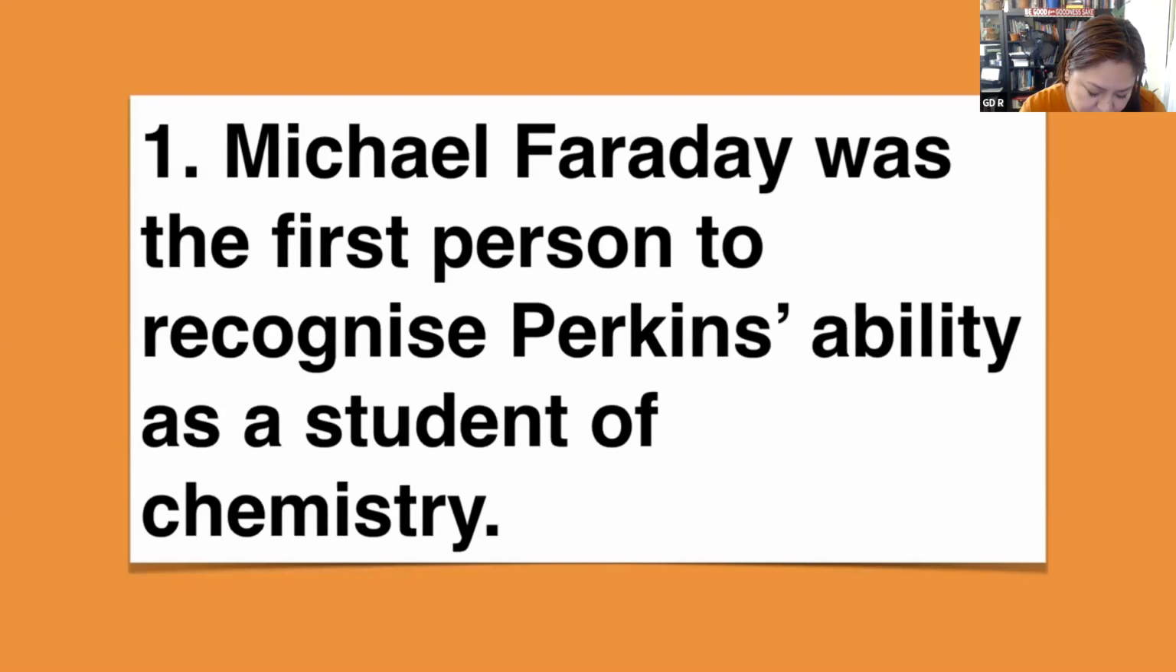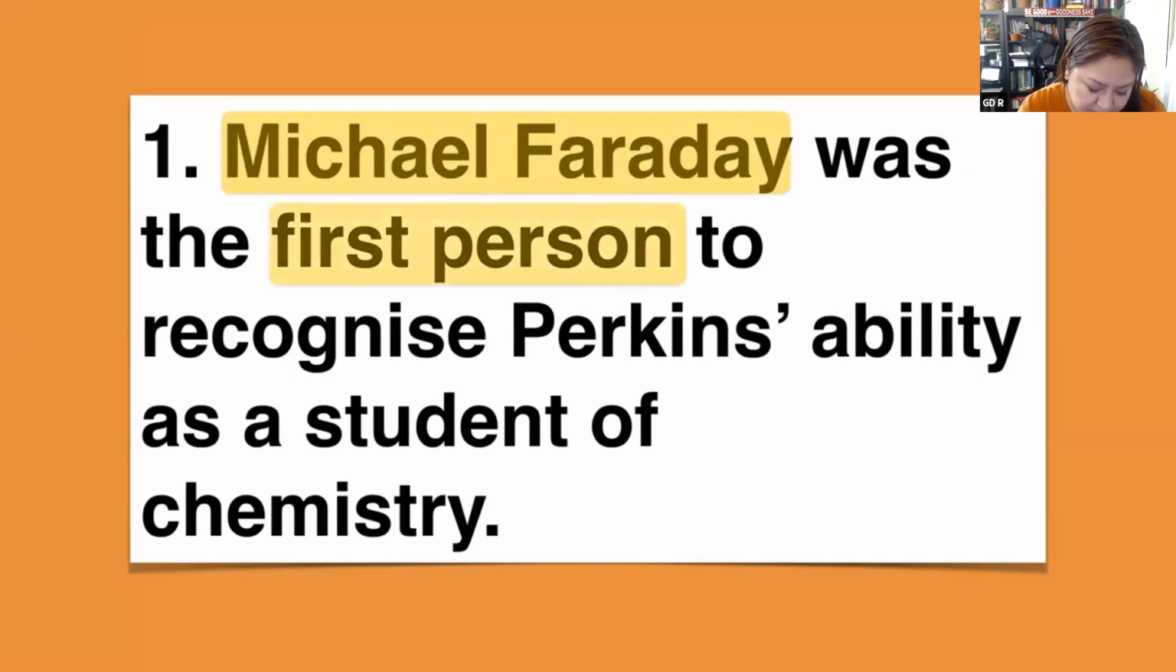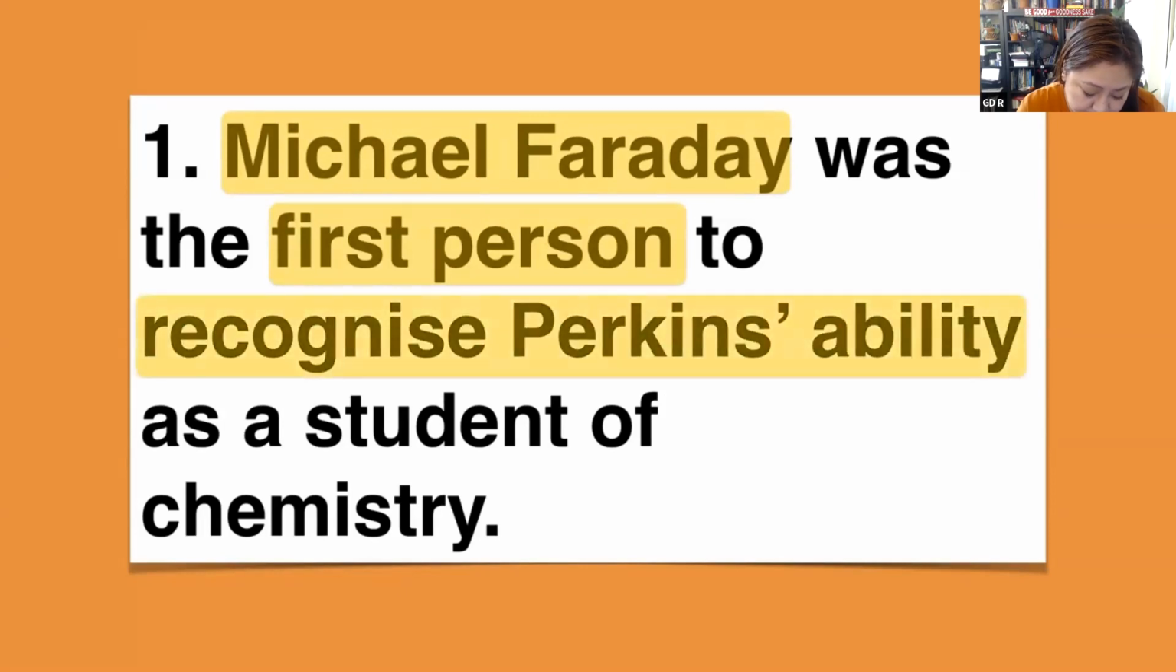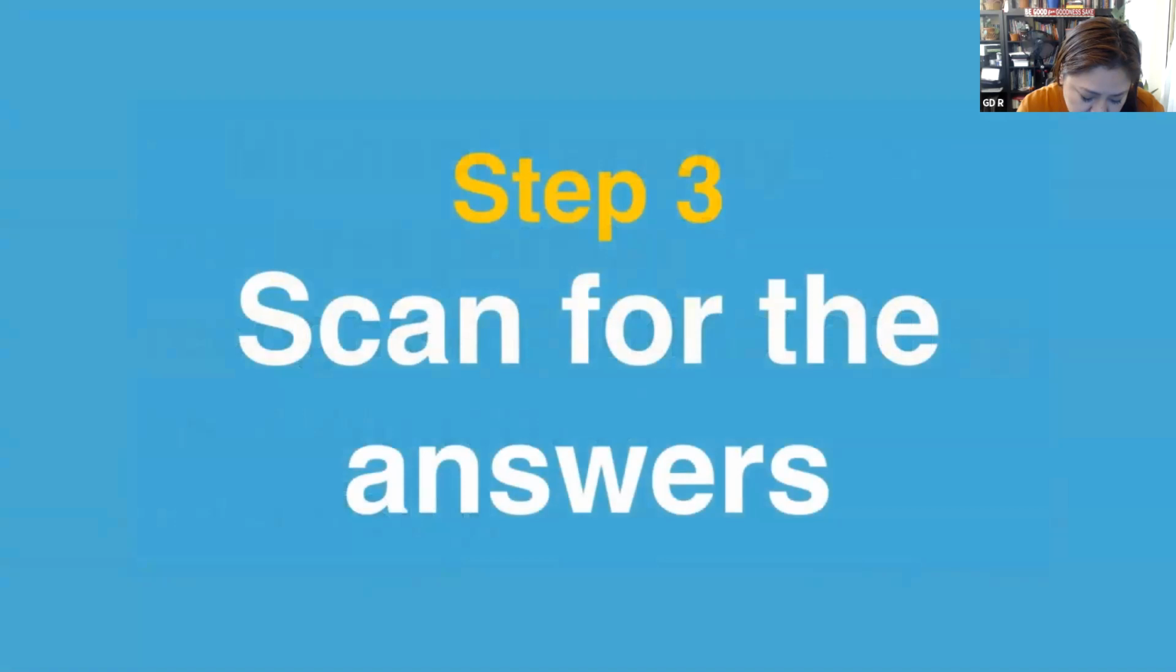What are the key words here? What are the most important words here? Well, I think Michael Faraday is a very important word. Key words are often names. I think the first person as well is a key word. I think that's important. To recognise Perkins' ability as... Yes, I think recognise Perkins' ability as well is keywords. So who was the first person to recognise Perkins' ability? Was it Michael Faraday? So now, let's find the answer.